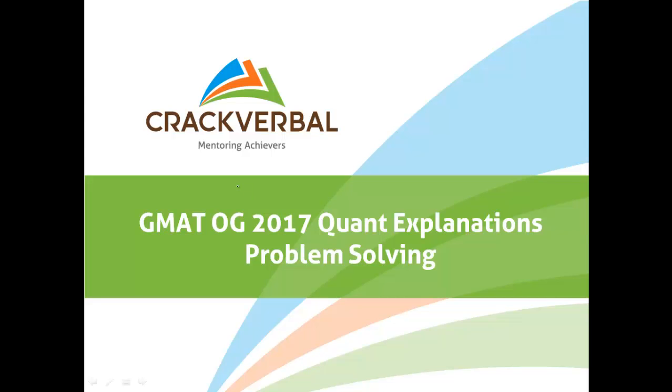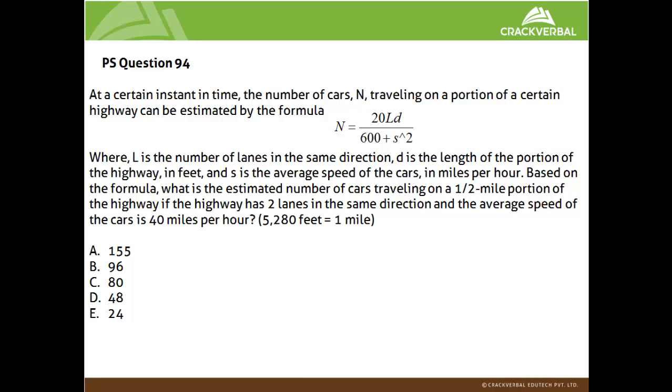Hi, in this video we will be discussing GMAT Official Guide 2017 edition Quant Problem Solving question number 94. Let's have a look at this question. It looks almost 6 to 7 lines, right? It's quite lengthy. Let's try to solve this question part by part.